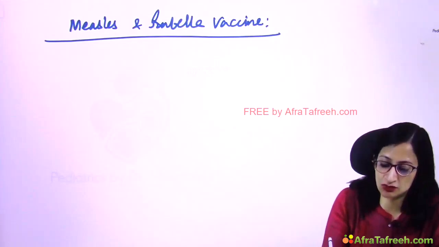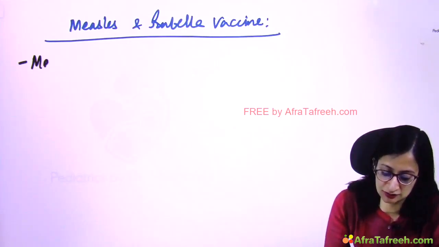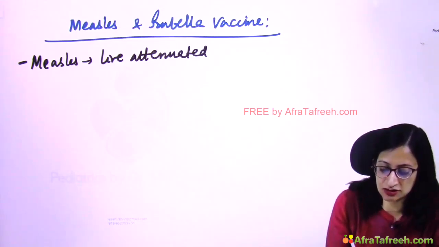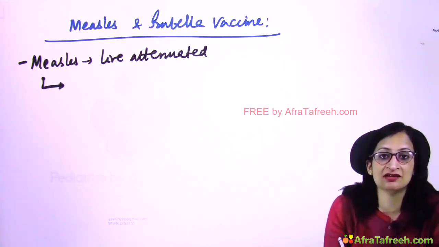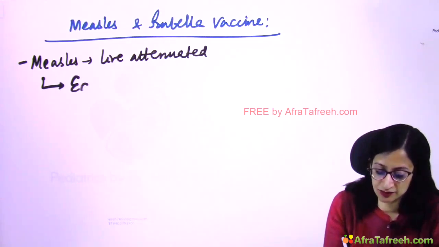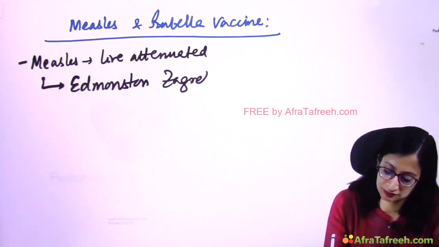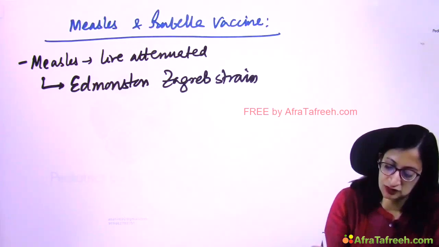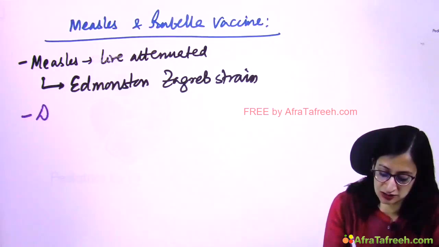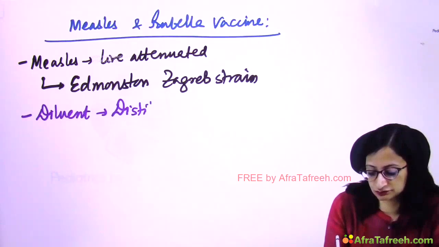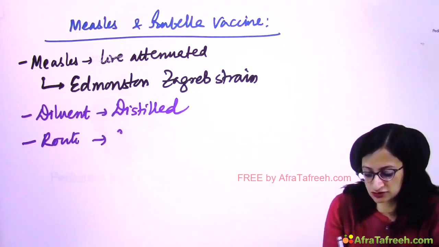So measles vaccine we know is a live attenuated vaccine. The strain of measles vaccine that is used is the Edmonston Zagreb strain. The diluent used for measles vaccine is distilled water. Route of administration is subcutaneous.